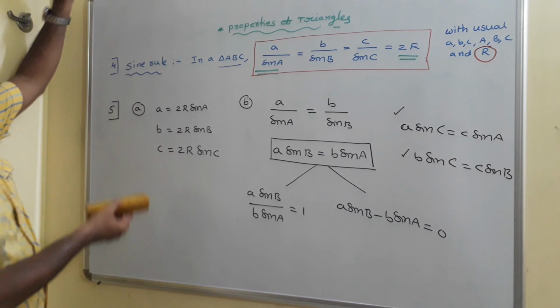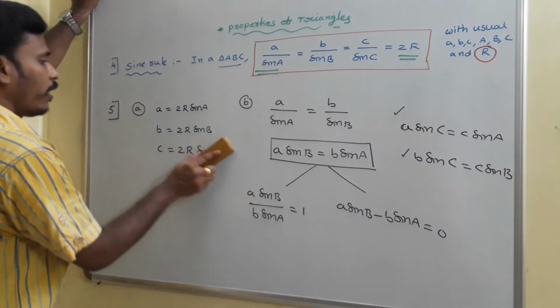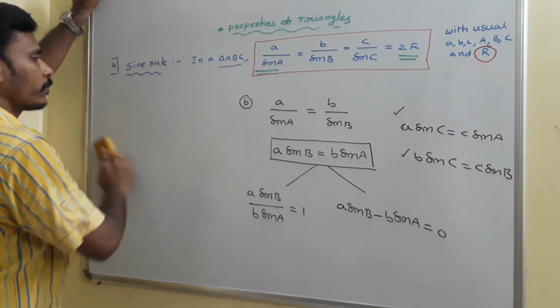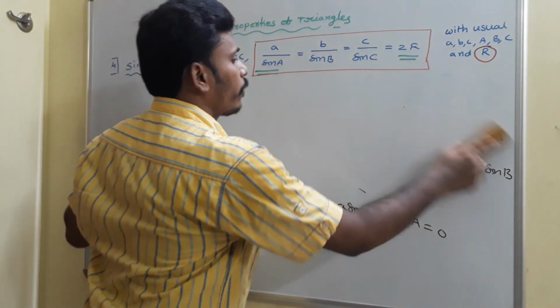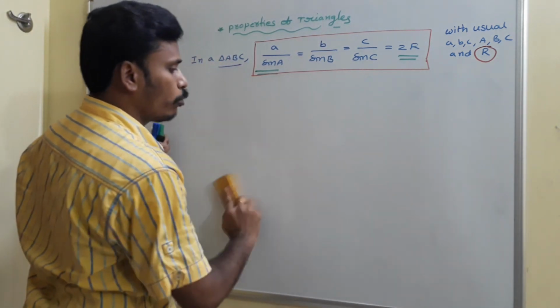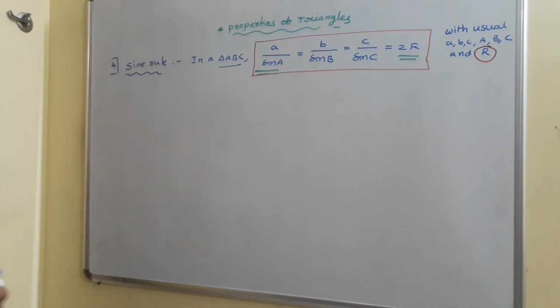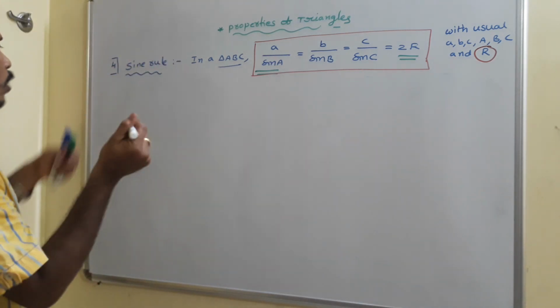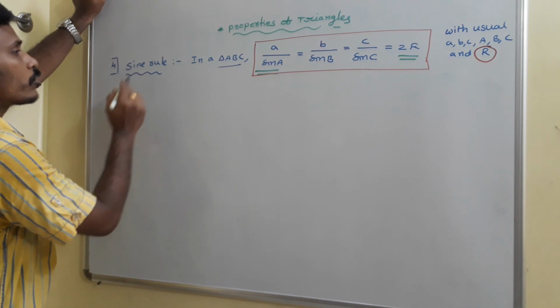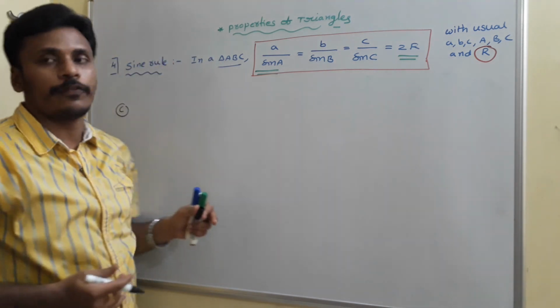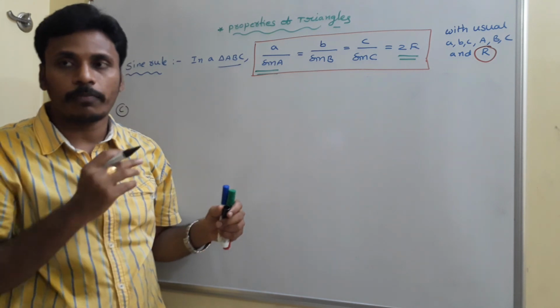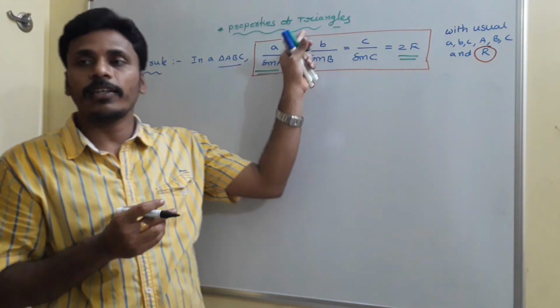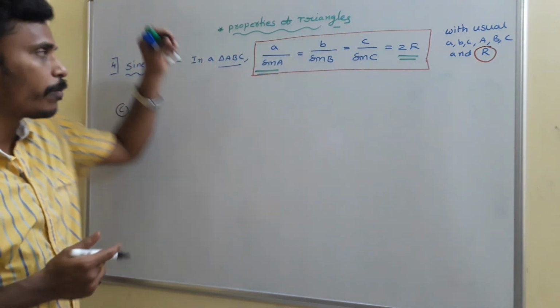I am erasing this for the space concern. Next one is 5C. Coming to 5C, a by sin A is equal to b by sin B is equal to c by sin C. How does it help you now? Those three are in the same ratio. Actually, if you analyze it from the concept of ratios and proportions, a by sin A is equal to b by sin B is equal to c by sin C.